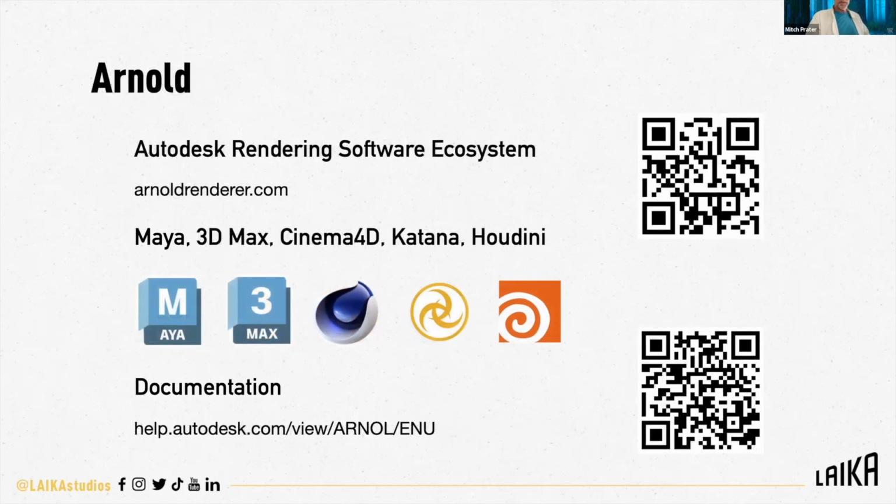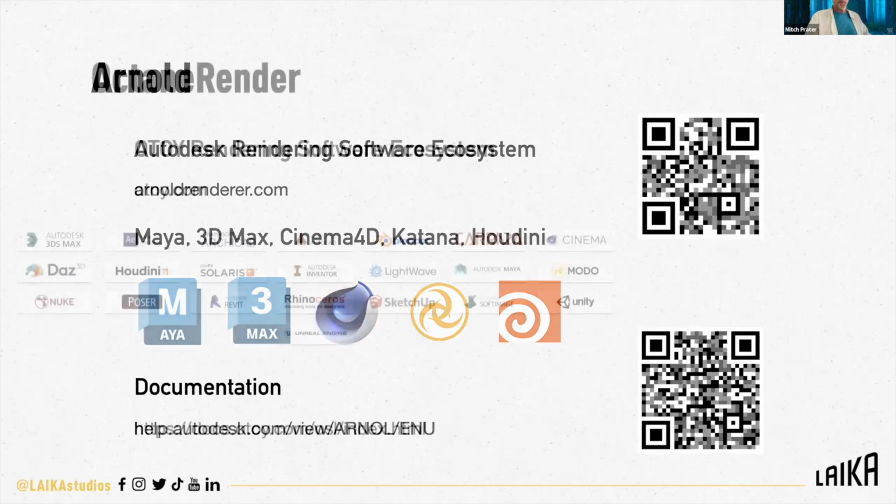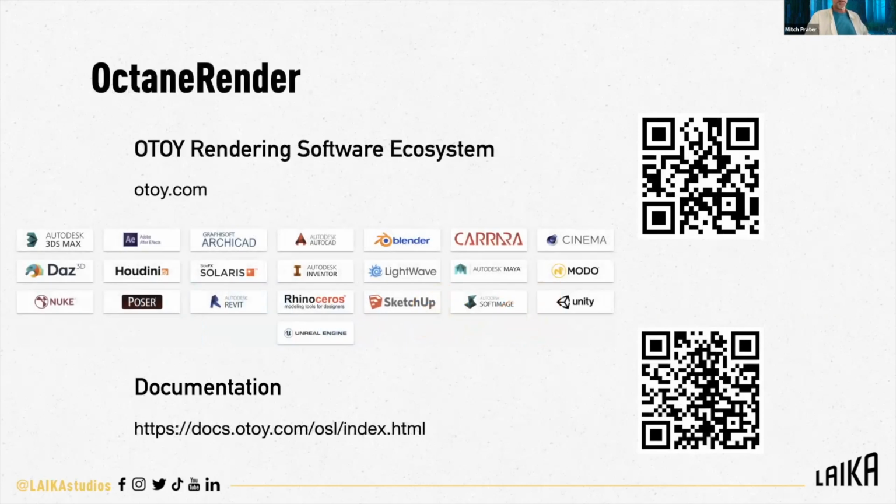And Arnold is Autodesk's rendering software. It has a 30-day trial period. You can use it for 30 days without cost. And Octane also supports OSL shaders. Octane is a GPU-only renderer, so you'll need an NVIDIA card or something. It supports CUDA, and it has free and trial versions.